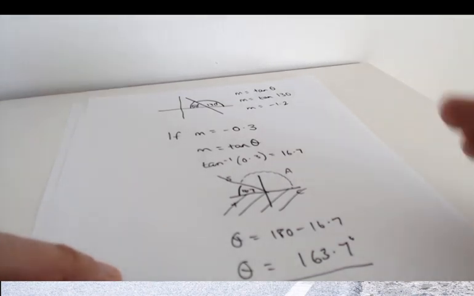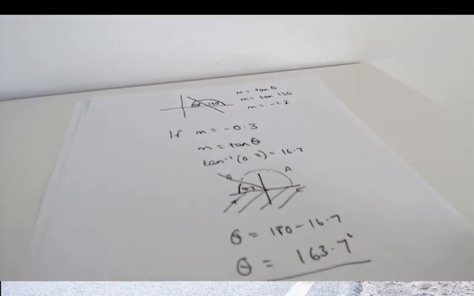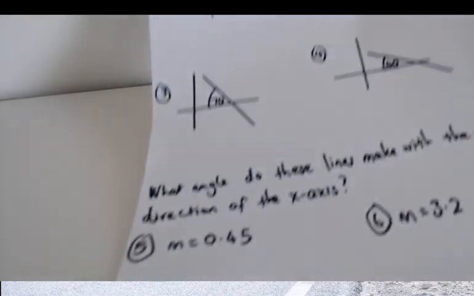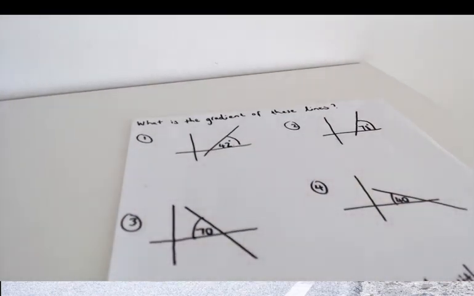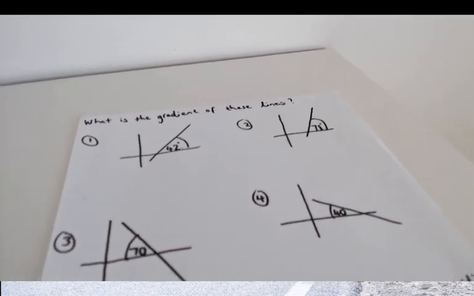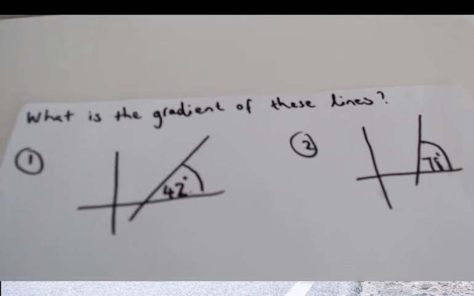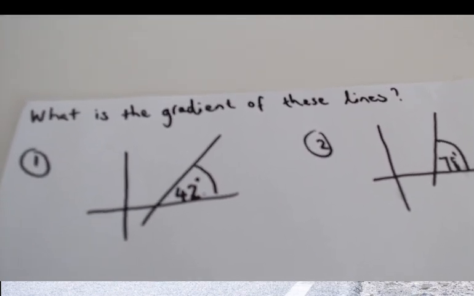Okay, I've done some work. Now it's time for you to do some work. So here is today's sheet. Questions 1, 2, 3 and 4. I want you to tell me the gradient of those lines. I'll zoom in so you've got a good idea of the angles.